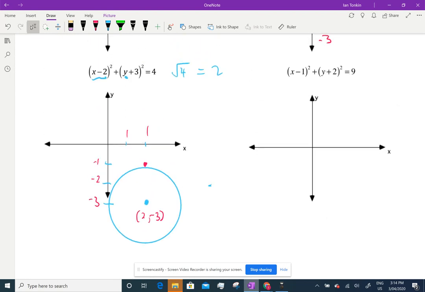it's another circle. The radius is the square root of 9, so the radius is 3. The centre of the circle, well, what makes that equal 0? 1. So it's at x equals 1, moved to the right 1. What makes that equal 0? -2. It's moved down 2. 1, 2. So it's there. But the radius is 3.